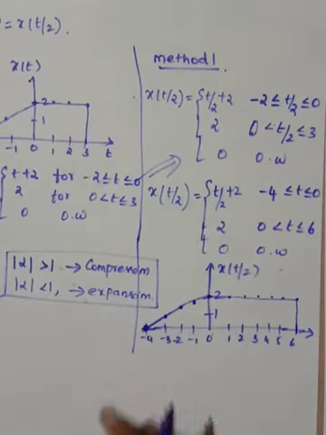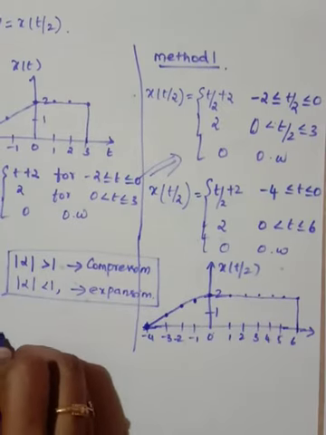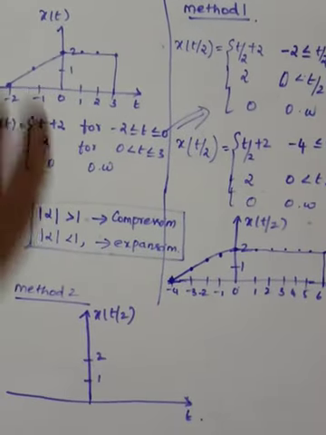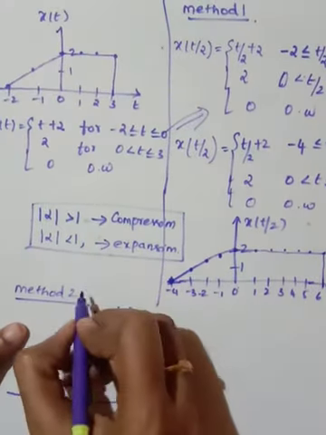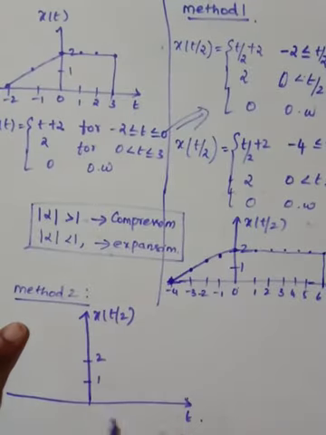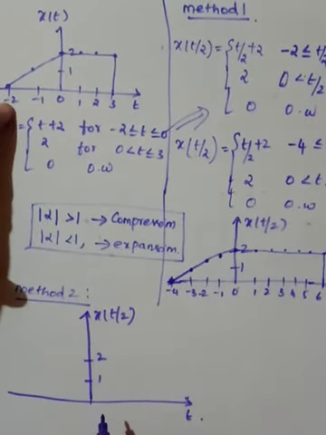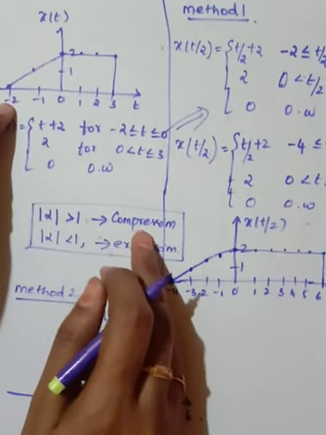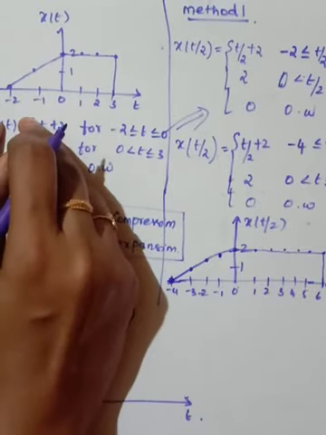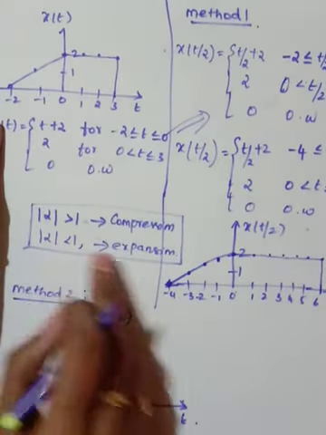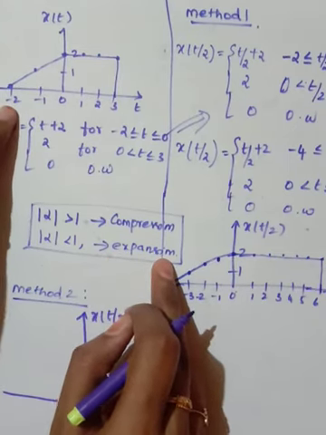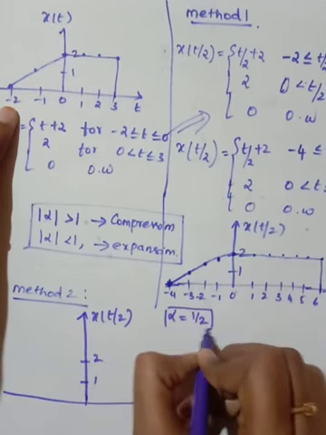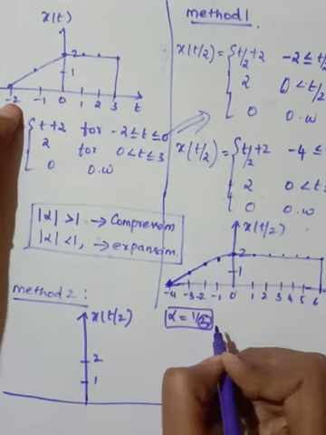Okay, now we do the same procedure in method 2. Method 2 is nothing but the direct visualization or direct inspection we are going to do. In the previous case, when alpha is greater than 1, the signal is getting compressed, so we divide this range by the corresponding alpha value. Now here it is less than 1, it is getting expanded. So what we need to do is, here the alpha is 1 by 2, right?